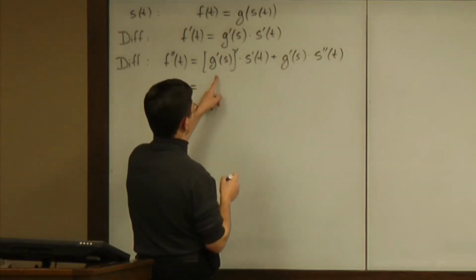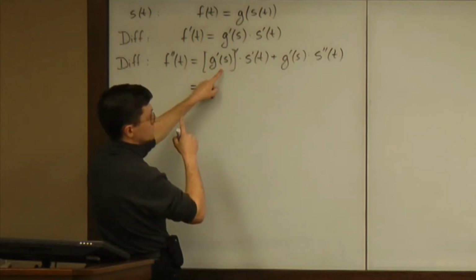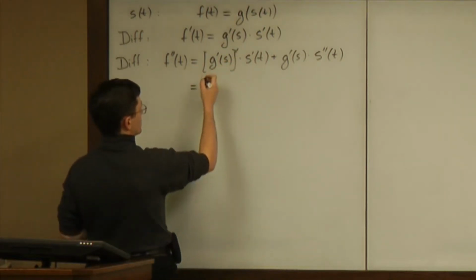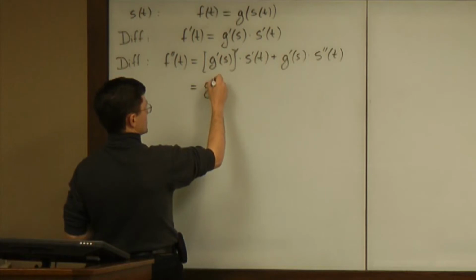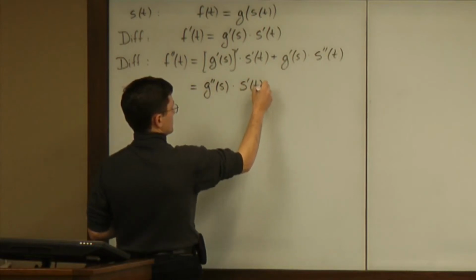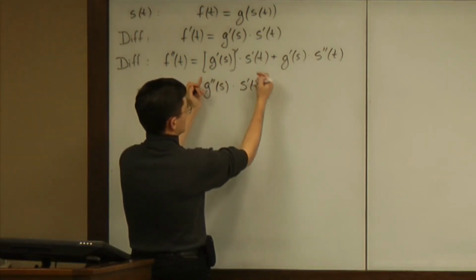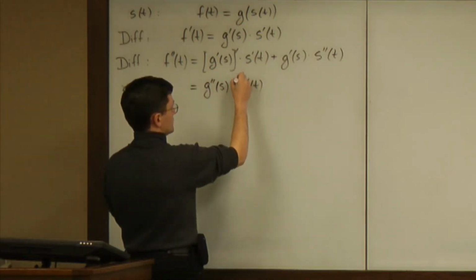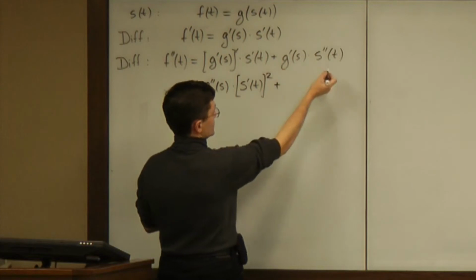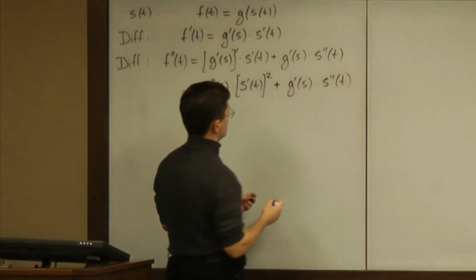And now what is that? How do I differentiate that with respect to t? Remember, this derivative is with respect to t. Well, I use the chain rule again. So it's going to be the second derivative of g with respect to s times the derivative of s with respect to t. And then I have to multiply that by s prime of t again. So the first term is equal to that. And the second term remains the same, g prime of s times s double prime of t.